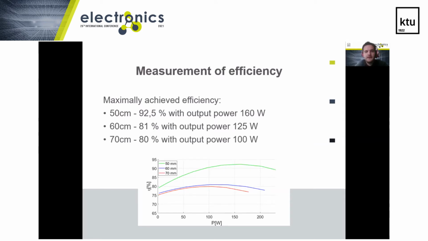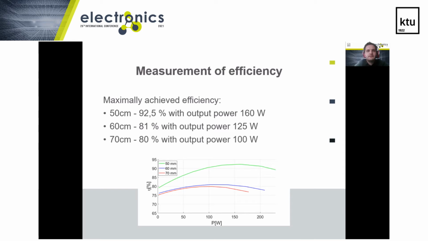Here we can see the results for measurement of efficiency. At the distance 5 centimeters, the maximum efficiency of 92.5% was achieved at the power 160 watts. At the distance of 6 centimeters, the maximum efficiency was 81% at the power of 125 watts, and the highest efficiency at the distance of 7 centimeters was 80% at an output power of 2 watts.